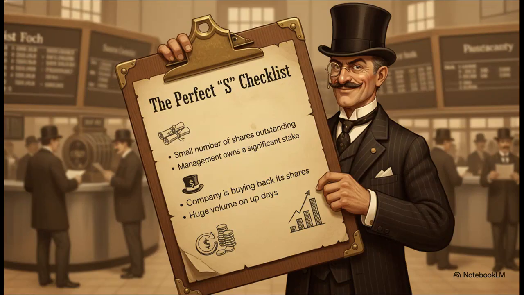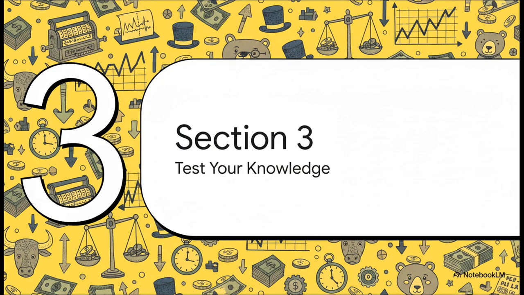So let's put it all together. Here's your checklist for a perfect setup. You want a company with a relatively small number of shares out there. You want to see that management has some serious skin in the game. You love to see the company itself buying back its own shares, shrinking that supply. And then the final confirmation. You see those huge spikes in volume on the days the stock is moving up. That's the magic combination.